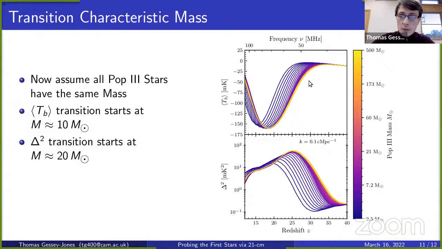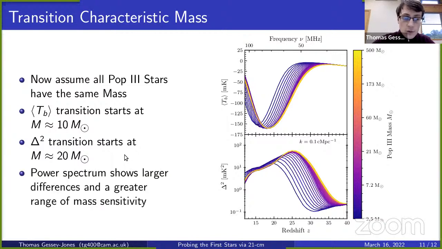We can see that in the global signal, variations are seen from about 10 solar masses, and the power spectrum from about 20 solar masses. So clearly above this 20 solar mass threshold, at least in these statistics, it appears that the 21 centimeter signal is fairly insensitive to the IMF.